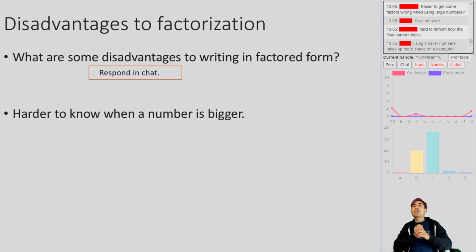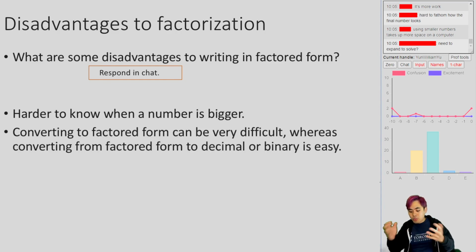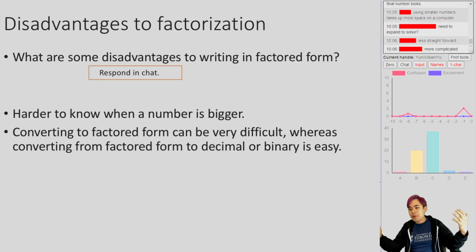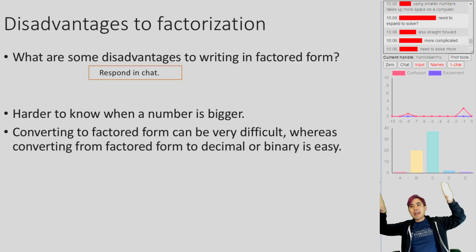It's more work. Hard to fathom how the final number works. Using small numbers may take up more space on the computer. Need to expand to solve. Okay, great. We're getting at all of the reasons that this is difficult. One of them is that converting to a factored form is really very difficult. In fact, that is one of the super hard problems of mathematics. Converting from a factored form to decimal or binary is easy. You just multiply things together. But separating it out, that's really, really hard.